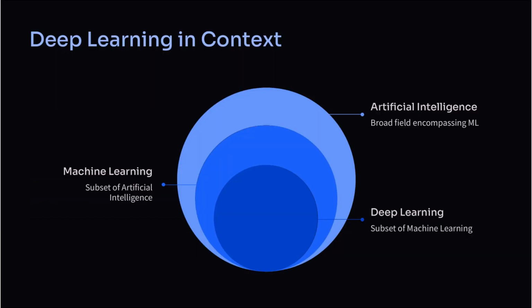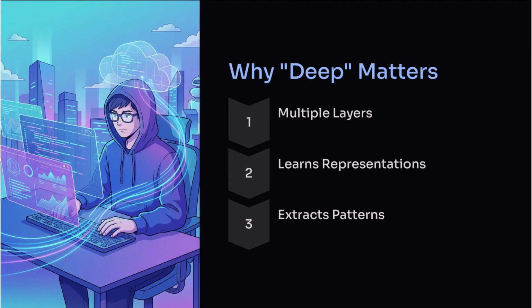The term deep refers to the number of layers in a model. Deeper models contain multiple layers that transform data step by step. Each layer builds on the previous one, enabling more complex representations. Deep learning models are based on artificial neural networks. These networks are loosely inspired by biological neurons, but are entirely mathematical constructs designed for computation, not cognition.